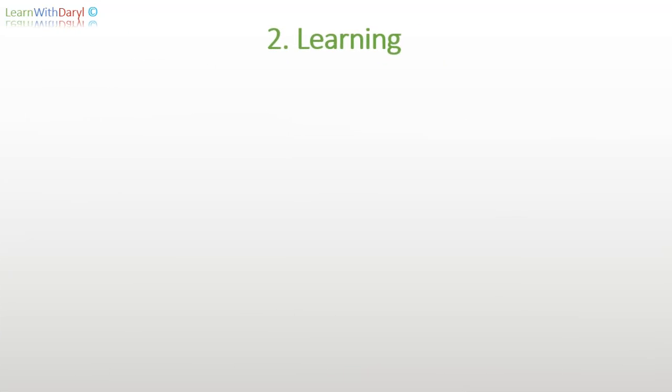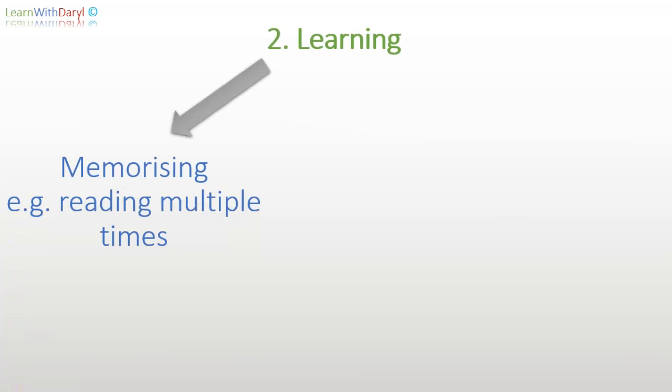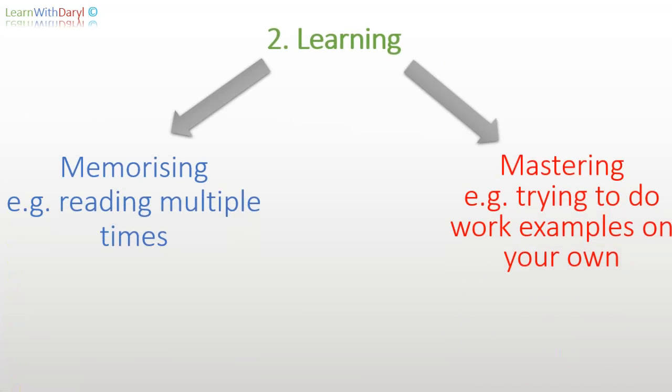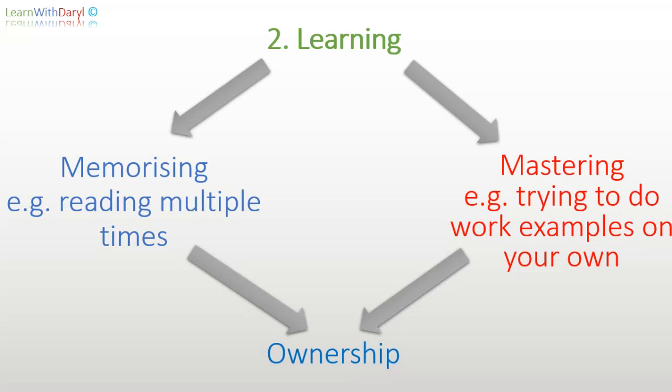Coming to the second stage of studying, which is learning. Learning is broken down into 2 parts. First, we have memorizing, for example, reading the lecture notes or the textbook multiple times, and then we have mastering, for example, trying to do the work examples on your own. Both parts aim at building ownership, which is the ability to trust in the knowledge that you are learning.